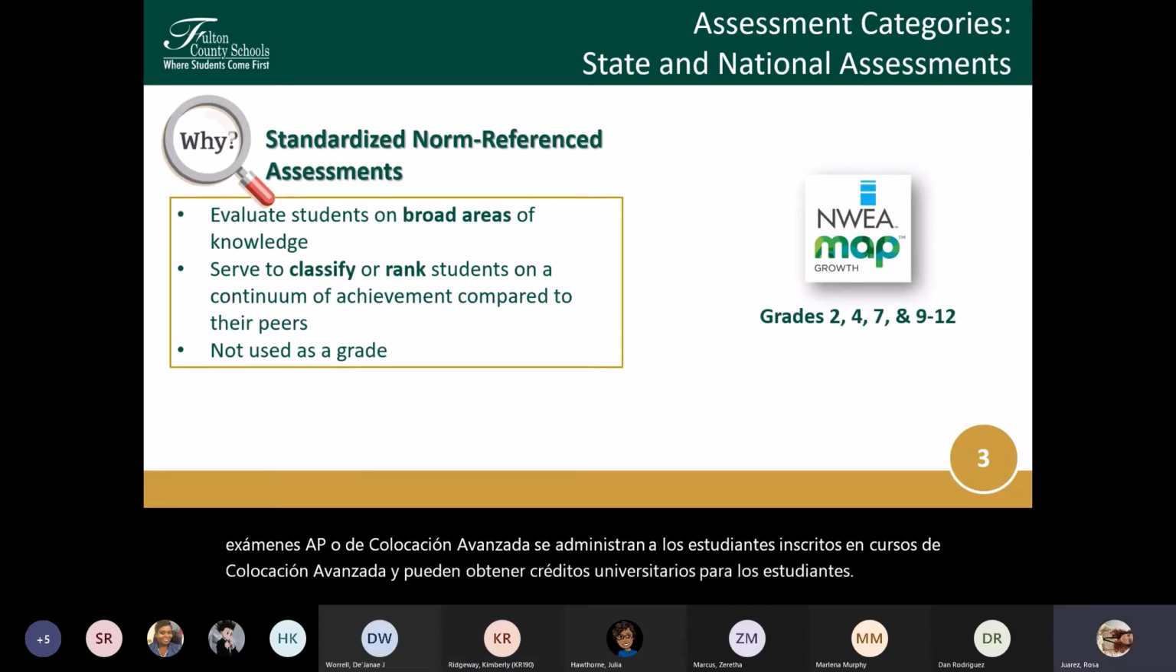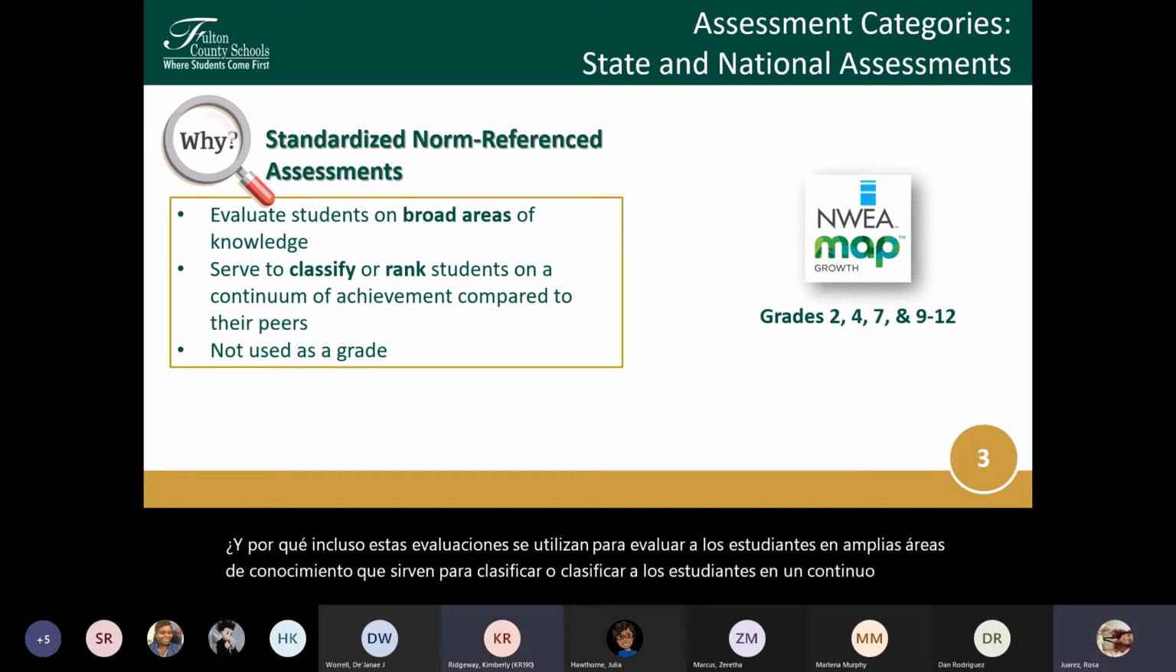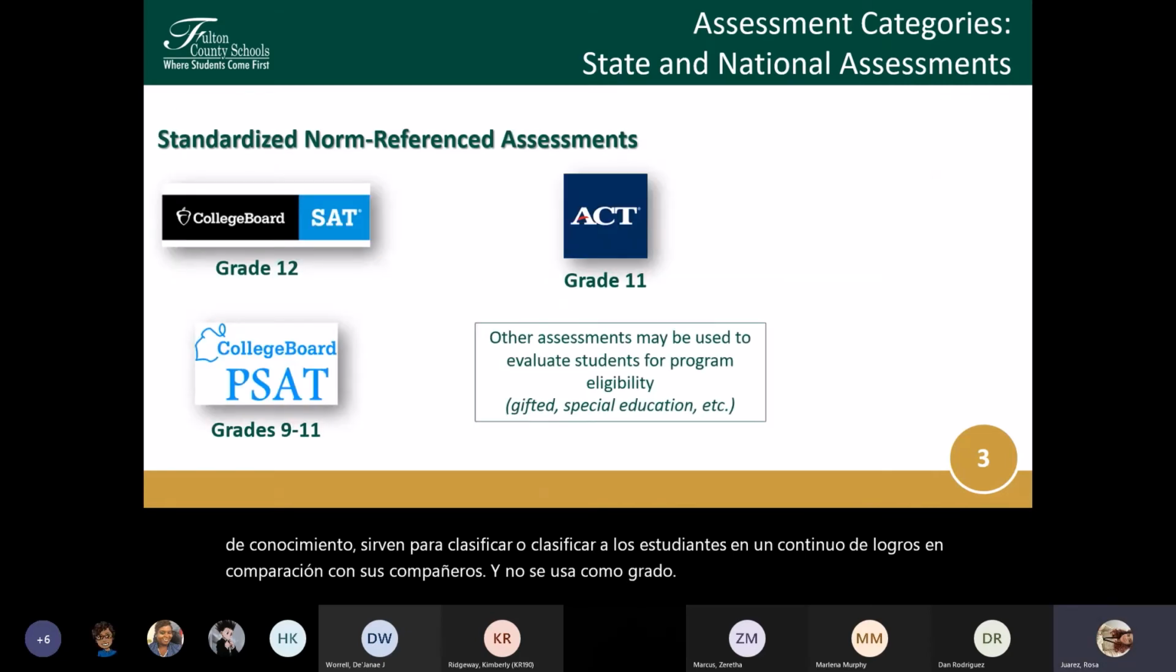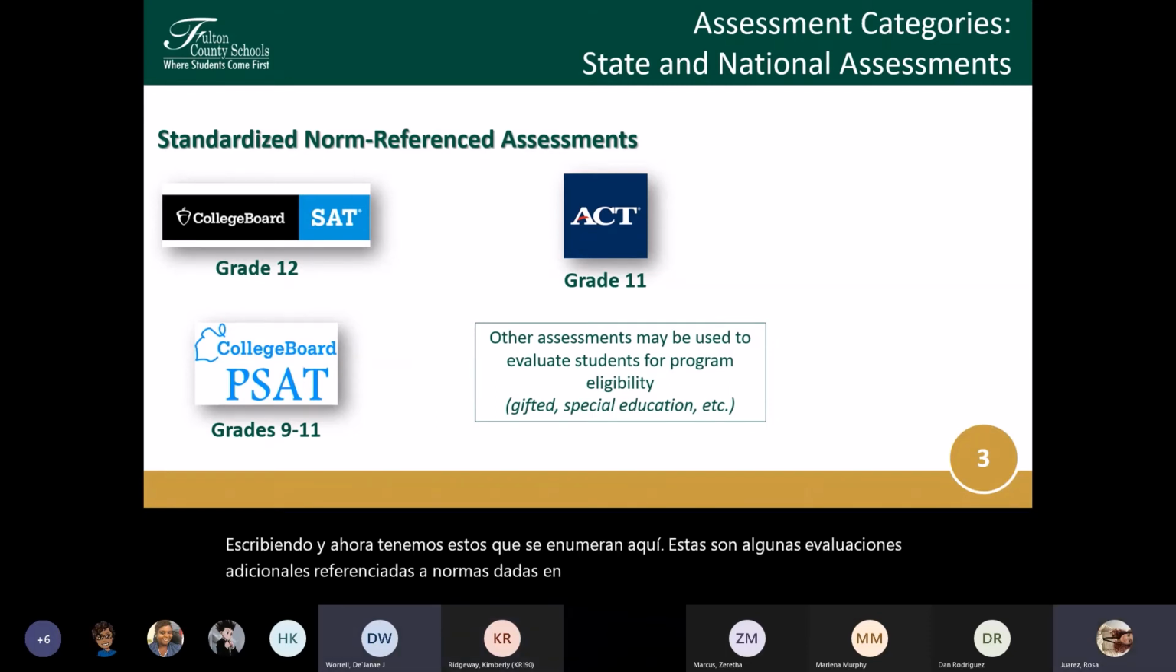And why? These assessments are used to evaluate students on broad areas of knowledge. They serve to classify or rank students on a continuum of achievement compared to their peers, and it is not used as a grade. Alrighty, and now we have these that are listed on here. These are some additional norm-referenced assessments given: SAT, the PSAT, and ACT assessments.